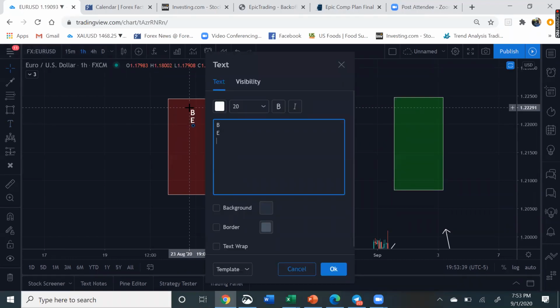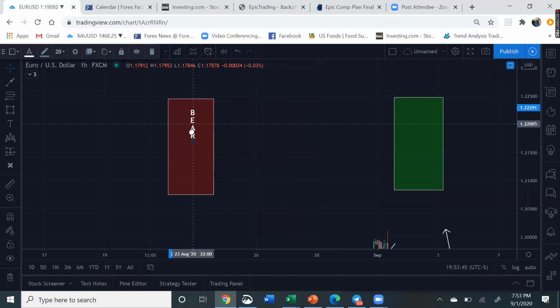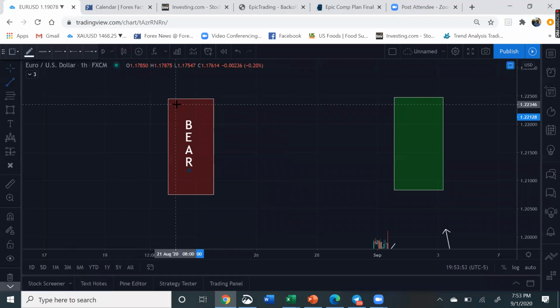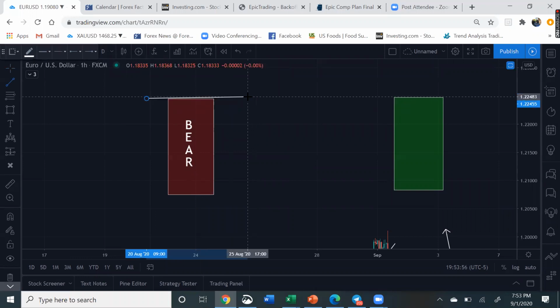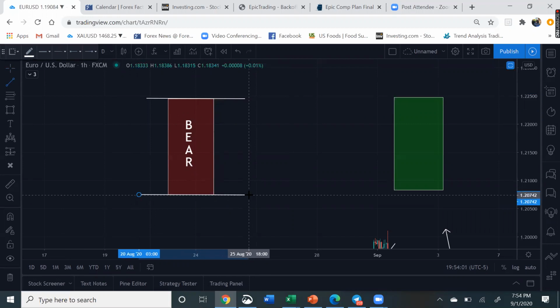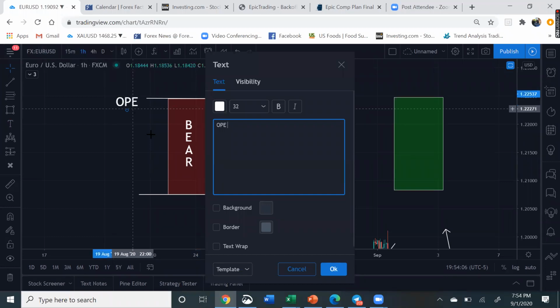Enter B, enter A, enter R. Okay? You would do that. Give it a nice 32. Then you just use this trend line. Again, just go across. Exactly what I told you guys to draw on your clipboard, or to draw on your notes, right? This is open. Okay, this is closed.